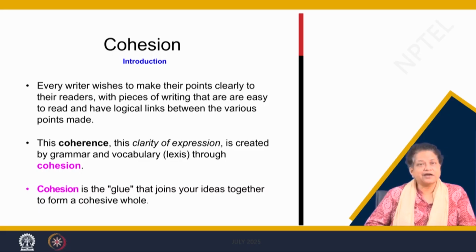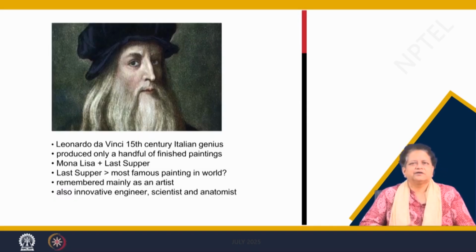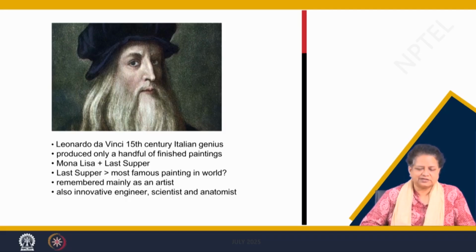This coherence, this clarity of expression is created by grammar and vocabulary through cohesion. Cohesion is therefore the glue that joins your ideas together to form a very cohesive whole. Here we have a picture of Leonardo da Vinci in the first half of the slide, a 15th century Italian genius who produced only a handful of finished paintings. Mona Lisa and the Last Supper were among those, and he is remembered mainly as an artist. Also, he was an innovative engineer, scientist and anatomist.